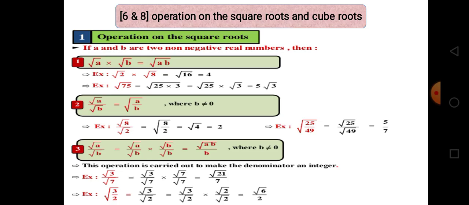Another example. Square root of 3 over 2. First step, separate this square root to become root 3 over square root 2. Look at the bottom, root 2. So we will multiply the fraction by root 2 over root 2. And root 2 times root 3 equal root 6. Look at the bottom. Root 2 multiply root 2 equal 2. So root 3 over 2 became root 6 over 2.